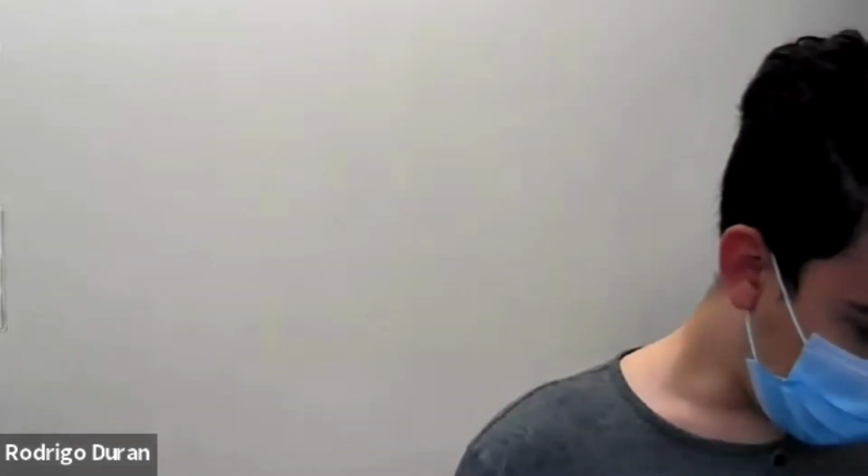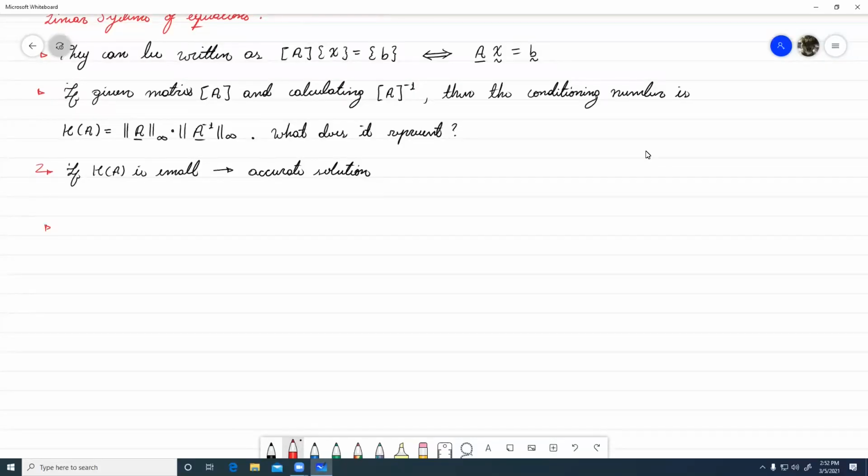So let me move down a little bit. All right, I already talked about that. Oh, this one is very important, and this is one that I want you guys to participate in. If I'm given A, how do I know if I should implement, and there is the favorite word of a lot of people, pivoting, either partial or full?